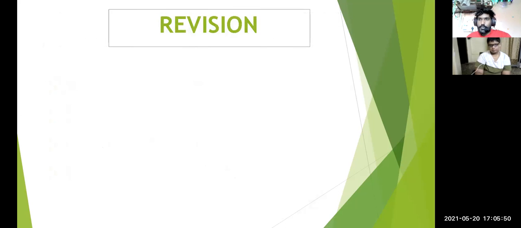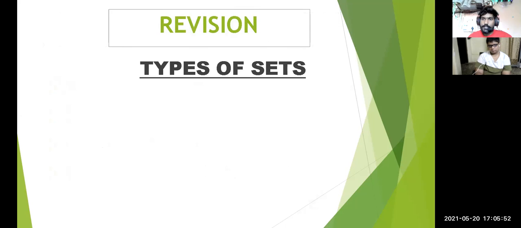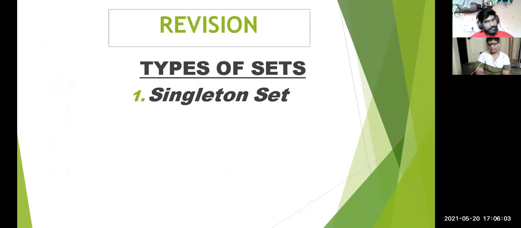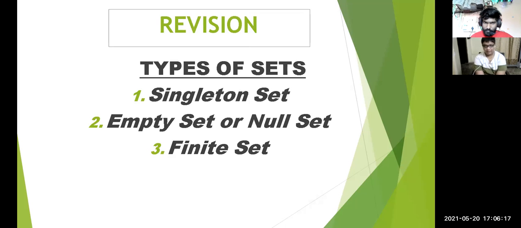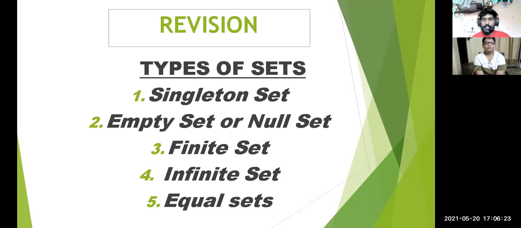In our last class or before that, the concepts that we did was types of sets. So can you tell me how many types of sets are there? 5. Yeah, what are they? Singleton set. Correct. Then equal set. Then empty set. Yes. Then infinite set, then finite set. Yeah. Correct. So we did 5 types of sets: singleton set, empty set, a finite set, infinite set, and equal sets.